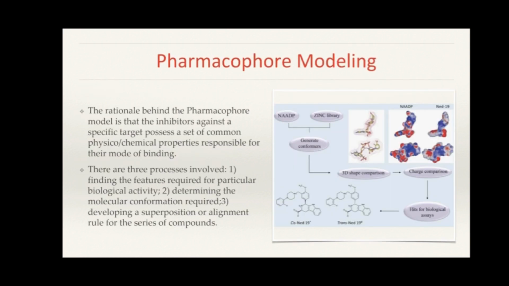Let's talk about the pharmacophore modeling. The rationale behind the pharmacophore model is that the inhibitors against a specific target possess a set of common physical or chemical properties responsible for the mode of binding. There are three processes involved. First is finding the features required for the particular biological activity. Second is determining the molecular conformation required. And third is developing a superposition and alignment rule for the series of compounds.